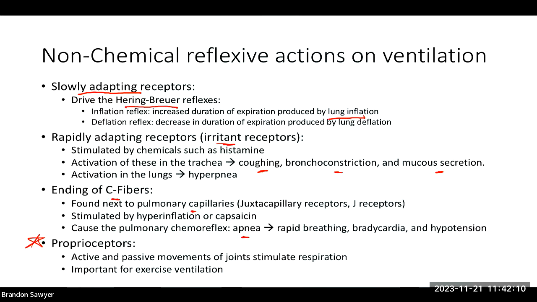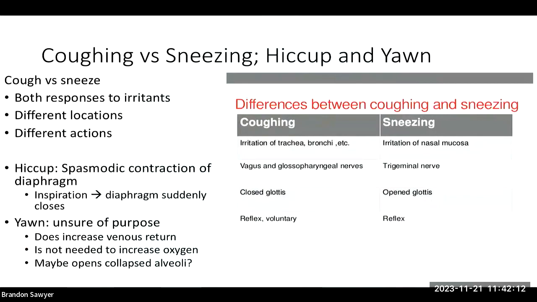Okay, a couple other reflexes here. So coughing and sneezing, definitely important for a couple different things here, but both are responses to irritants, and the differences are the locations of where the irritants are, and then the actions are different. Okay, so with coughing, irritations are either in the trachea or the bronchi, right? Vagus and glossopharyngeal nerves are involved. The main thing with coughing is your glottis is closed when you're coughing.